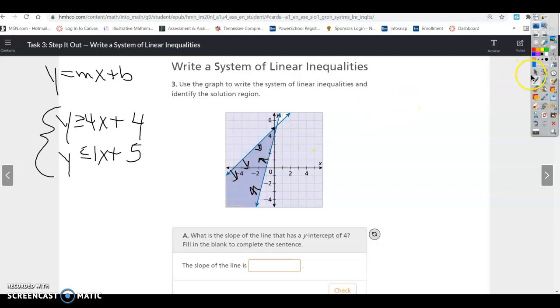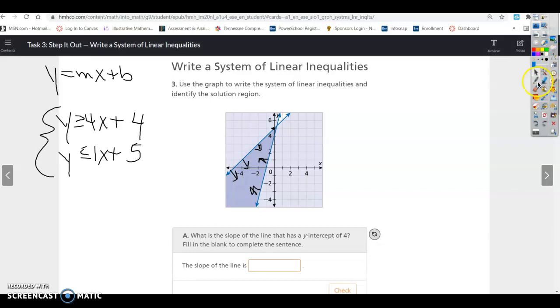So that's what you have to do to write a system of inequalities. Just look at each line individually and decide if it's dotted or solid, and look to see if it's shaded above or below so that you can figure out your inequalities.